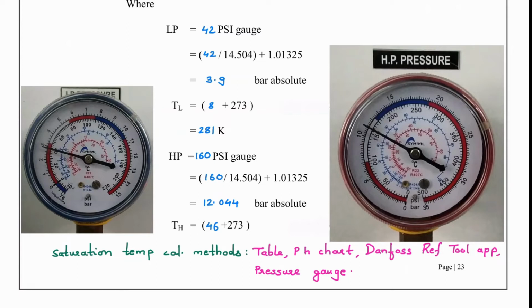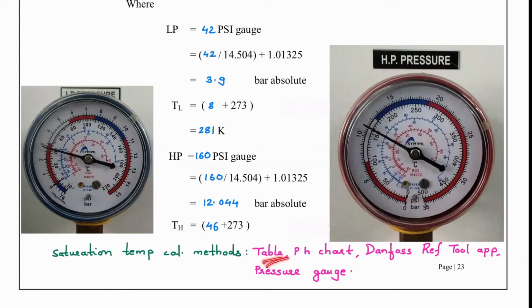Now here you can see TL and TH has been written. What are these temperatures? These are saturation temperatures. Tsat at LP pressure, and this is Tsat at HP pressure. So T high and T low. There are different methods of calculating this saturation temperature, T high and T low, so we'll see all the methods one by one.